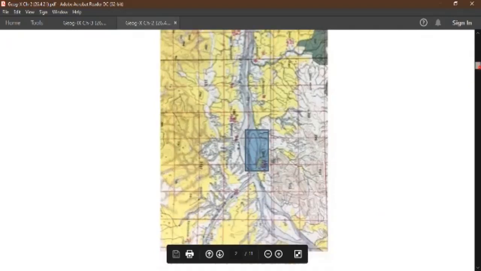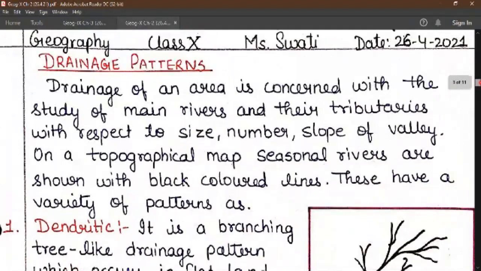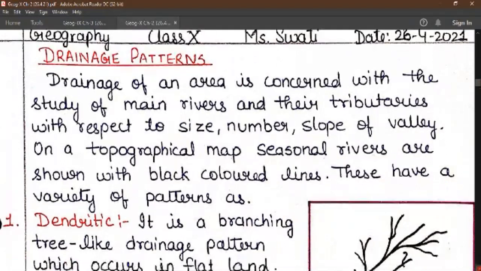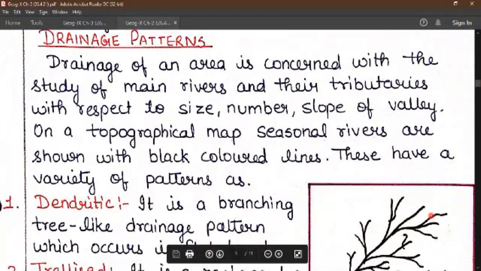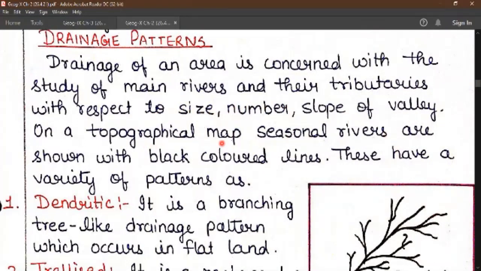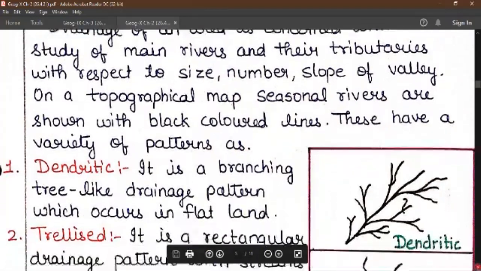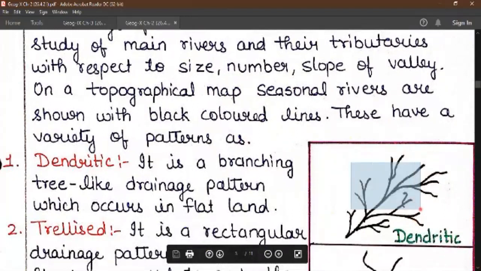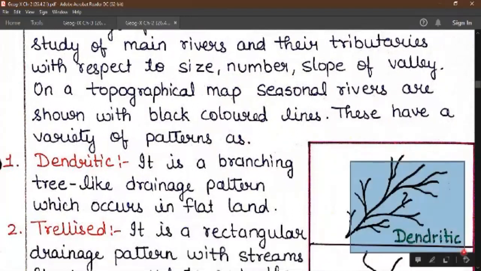Now children, let us discuss the drainage patterns. Drainage of an area is concerned with the study of main rivers and their tributaries with respect to size, number, and slope of valley. On a topographical map, seasonal rivers are shown with black colored lines. These have a variety of patterns, such as number one, the dendritic pattern. It is a branching tree-like drainage pattern which occurs in flat land.